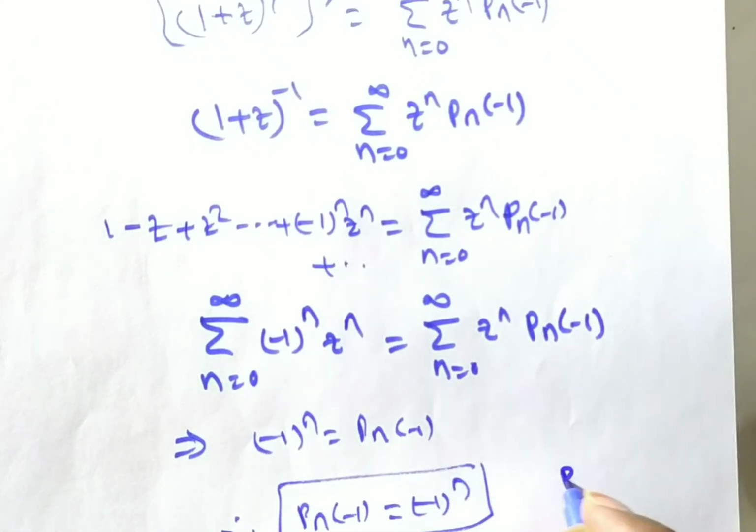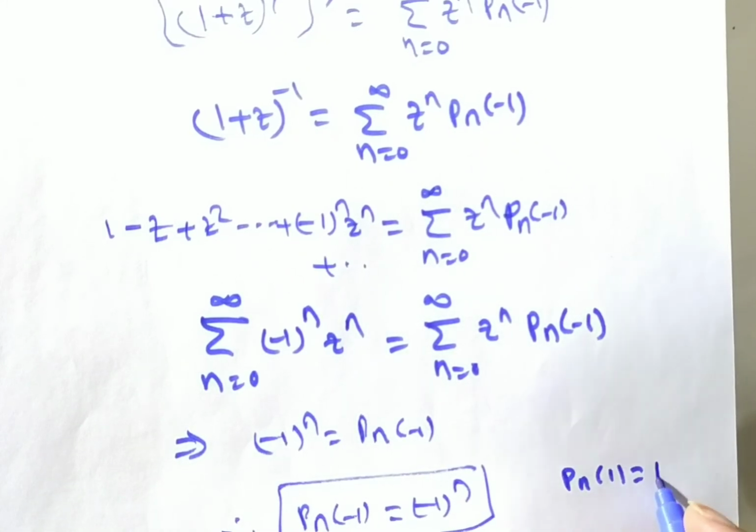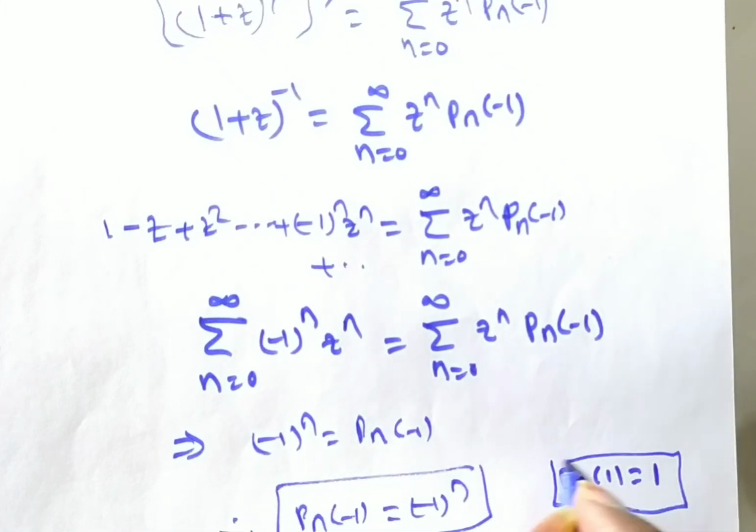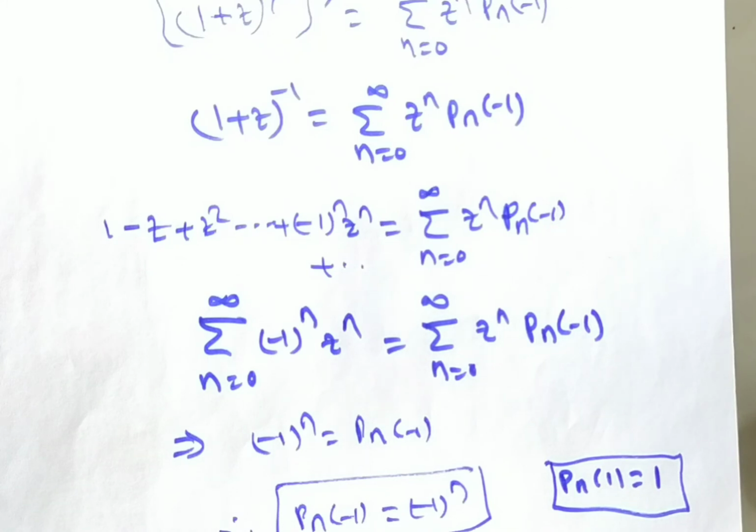So what is Pn of 1? Can you say? Pn of 1, we just did it. Pn of 1 is equal to 1. Next, Pn of minus 1 is equal to minus 1 to the power of n. So please remember, these values are very important in Legendre polynomials.